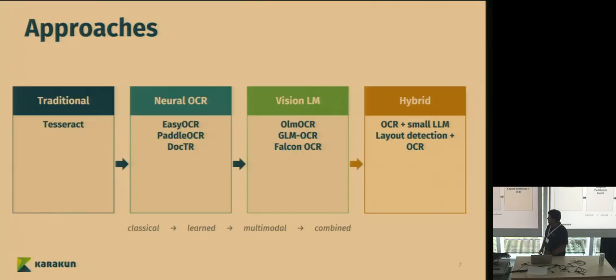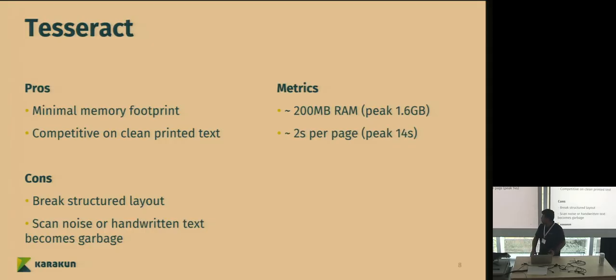So we started exploring different approaches. We started from the most traditional way, using major frameworks like Tesseract. Then we tried to move to more modern frameworks, what we call neural OCR, with EasyOCR, PaddleOCR, or DocTR. Then some visual language models, my favorite one, Olmo OCR, great model, GLM OCR and Falcon OCR, and many others. And then at the end, we tried to combine those three different approaches together to mitigate some of the weaknesses. Let's start with the first one.